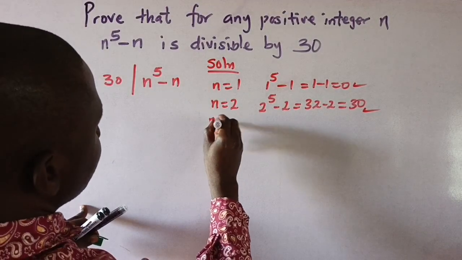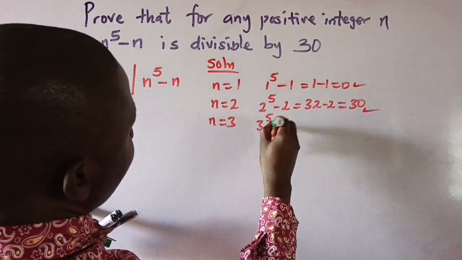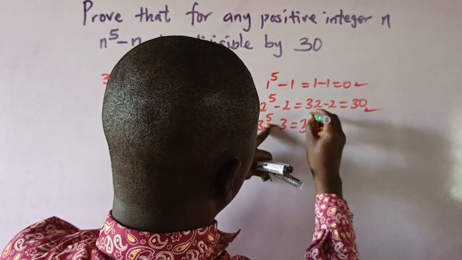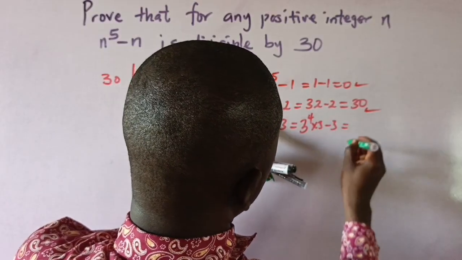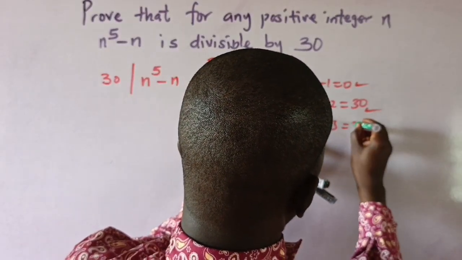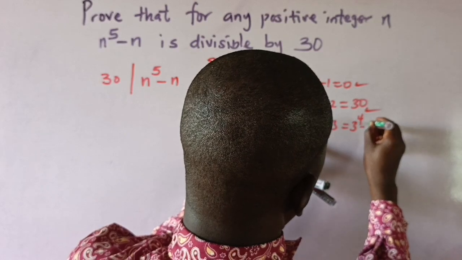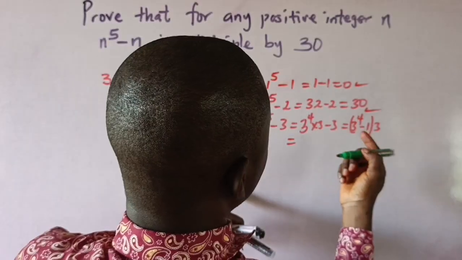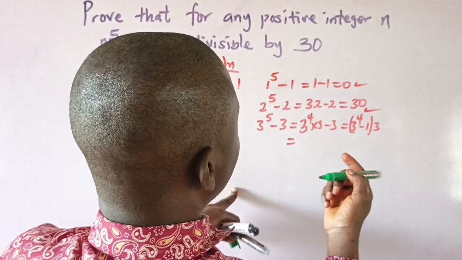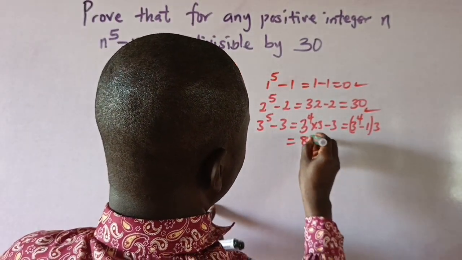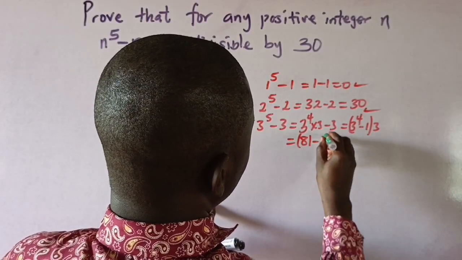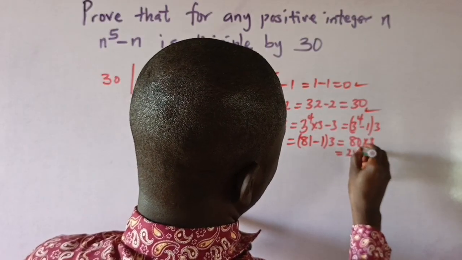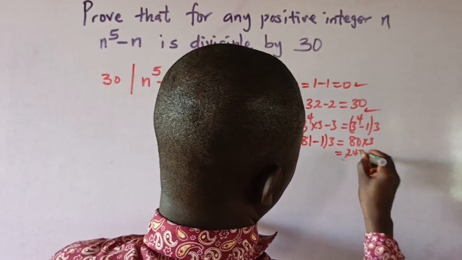Then when n equals 3, 3 raised to power 5 minus 3 equals 3 raised to power 4 times 3 minus 3. So let's factorize 3 out: 3 raised to power 4 minus 1, then multiply by 3. So 3 raised to power 4: 3 by 3, 9, 9 by 9, we have 81. We have 81 minus 1, which equals 80, then multiply by 3, we have 240. So 30 can go into 240, then this is also true.